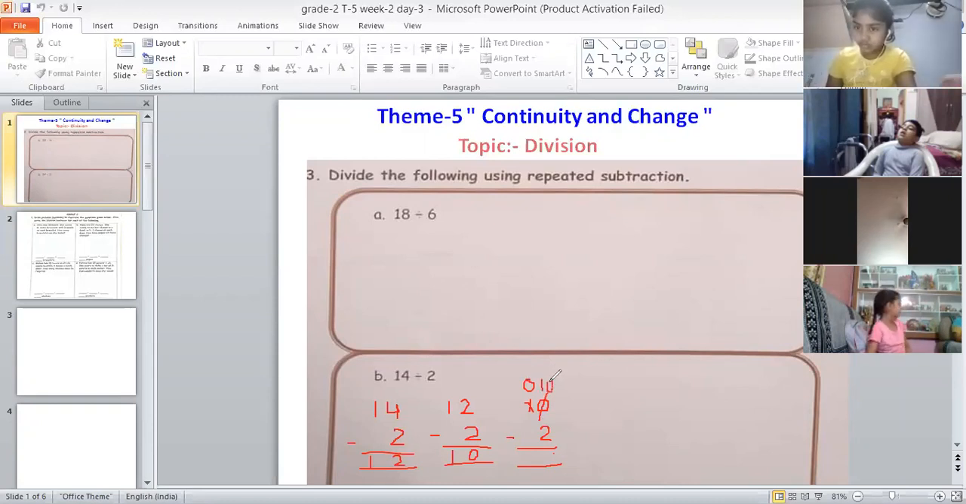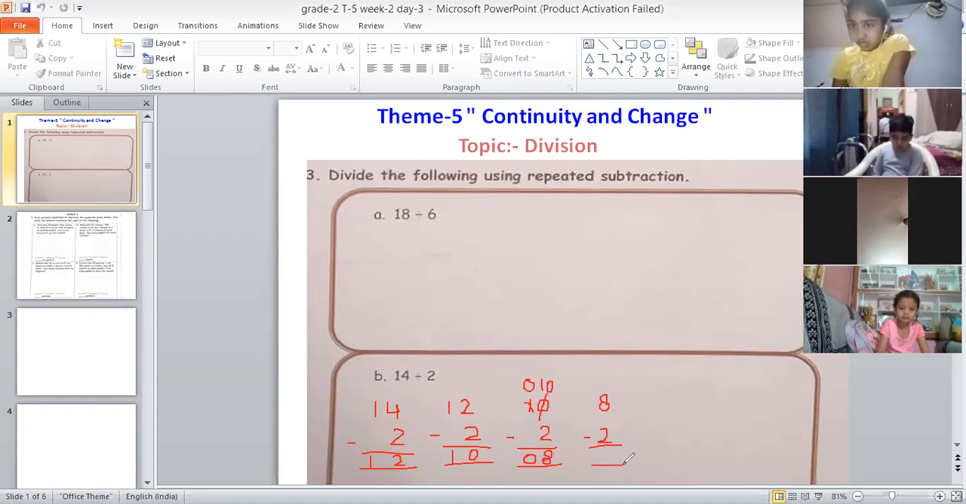Now tell me, Bilvika, 10 minus 2 how much? 8 ma'am. Very good. So we'll write here 8. And what will we write in tens place? 0 ma'am. Very good. So the answer is 8, but till now we didn't get 0. So we will write this 8 here, and now we will take away 2 from this 8. So we'll write here 8 minus 2.